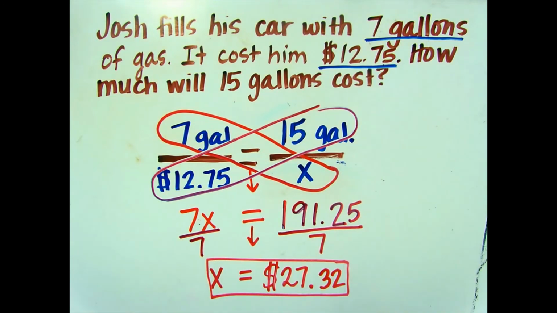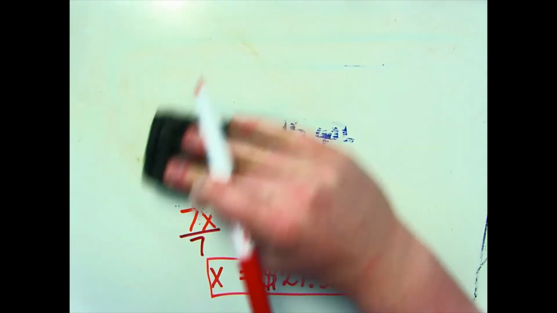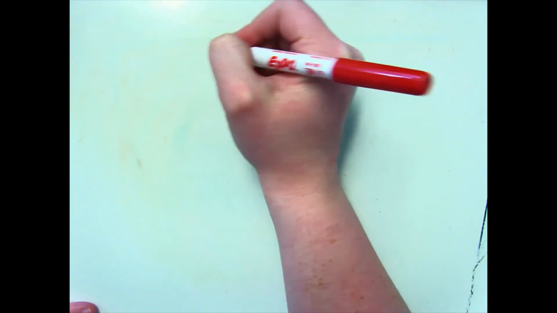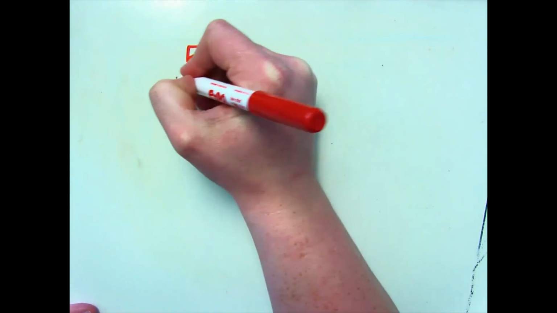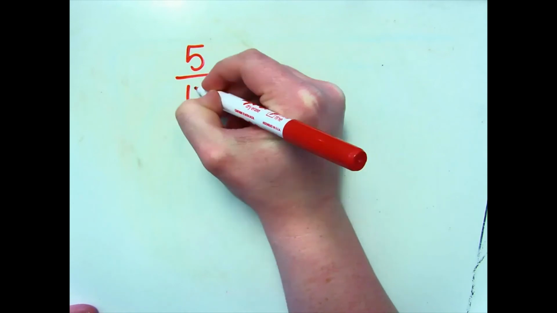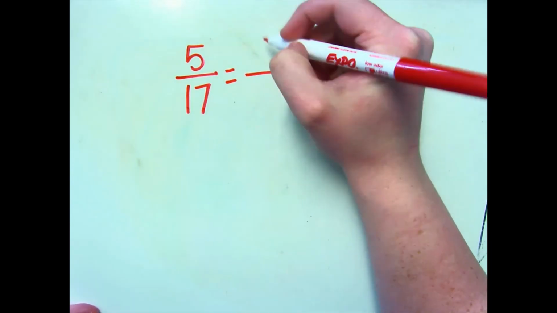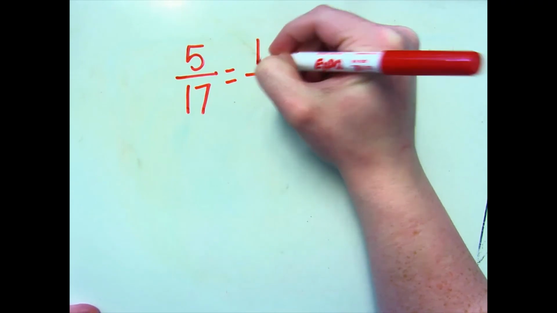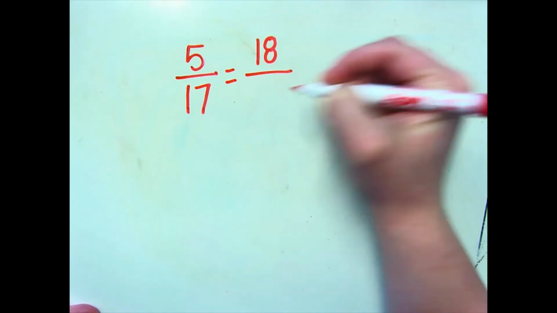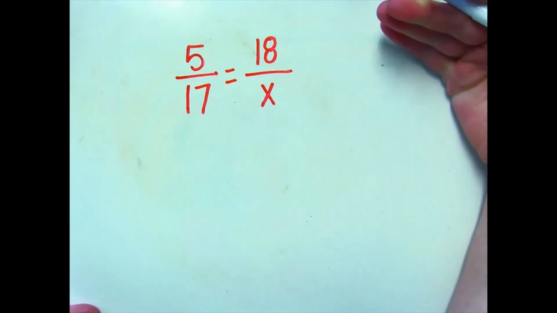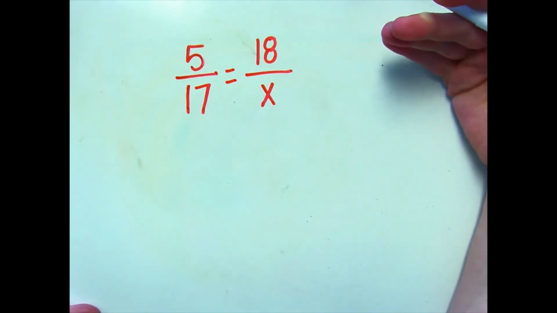Okay, let's look at another one. This one I'm not going to give you a word problem. It's just going to be numbers because I want us to make sure that we understand how to cross multiply. If I gave you 5 over 17 equals, let's have 18 over x.